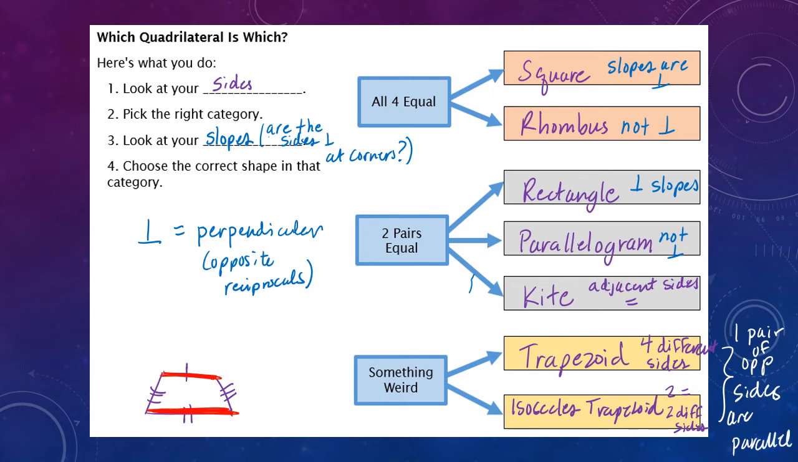So if you were given a shape that had 4 different sides and you didn't have any parallel lines, that would just be like a generic quadrilateral. But for our purposes, it's going to fall into one of these categories. So if you see that something has 4 different sides, or if it only has 2 equal sides and the other 2 are different, without really paying too much attention to slope as far as it being perpendicular or not, it's a trapezoid or an isosceles trapezoid.